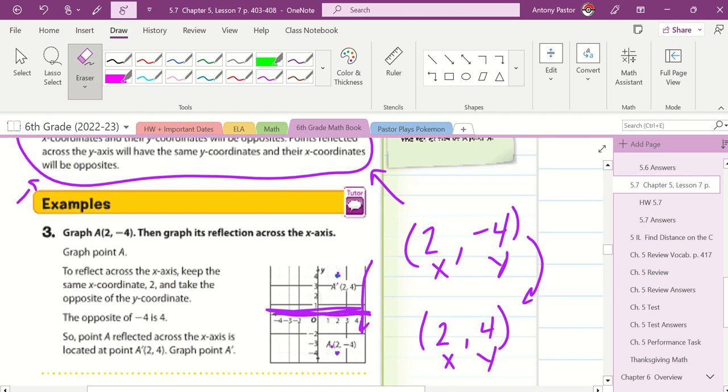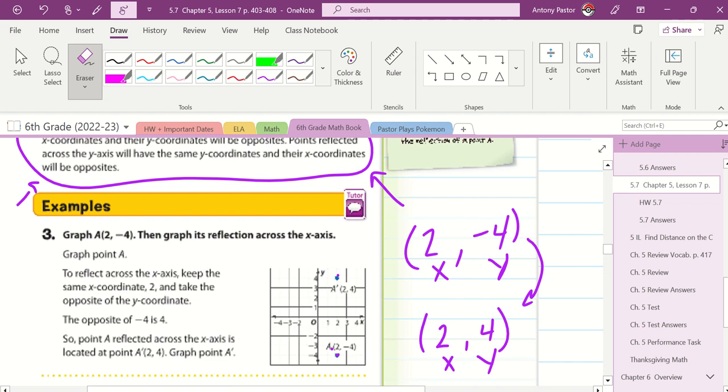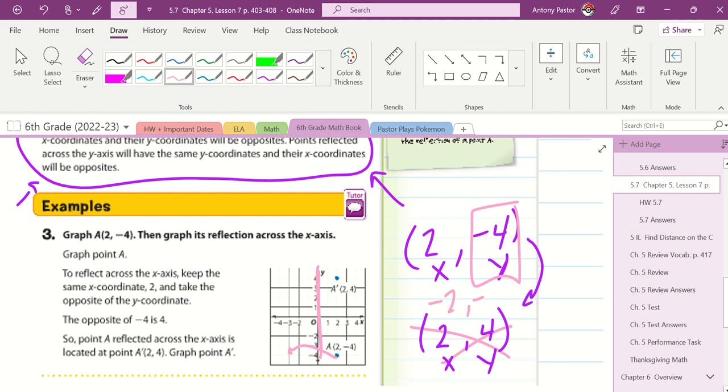If I were to reflect it across the y-axis, my folding point would become this line, and this would be reflected on this side. And that reflection, if I'm reflecting it over the y-axis, the y would stay the same. It would become -2, -4, which is -2, -4. And that's what it would be right there.